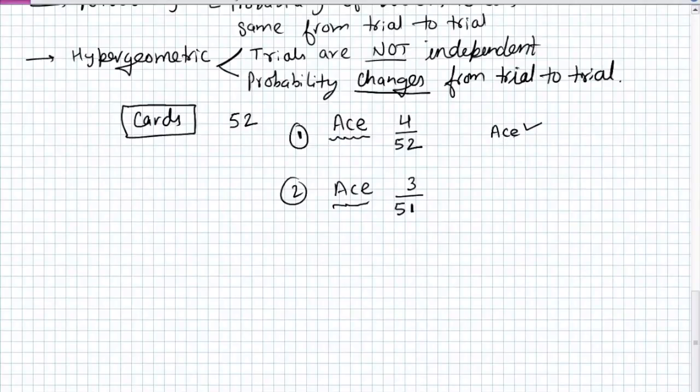Now if you did not get an ace the first time, then the second probability would be 4 divided by 51. You can see that trials are not independent. First and second trial, you can see the second trial depends on what happens in the first trial. And you can also see the probability changes from trial to trial.